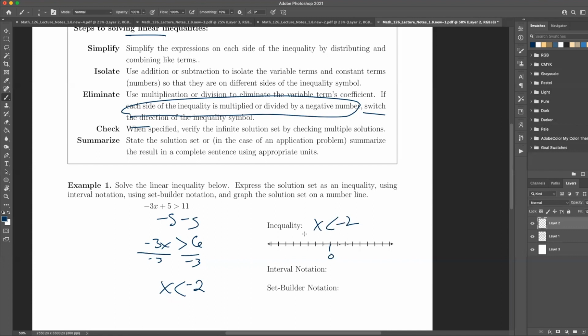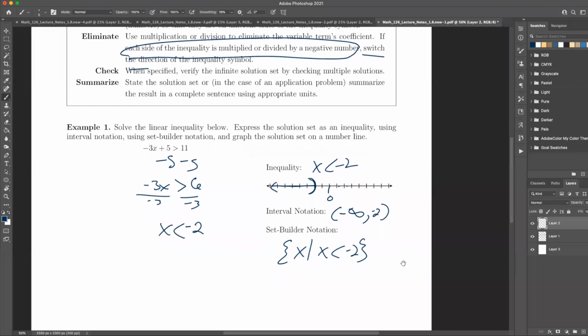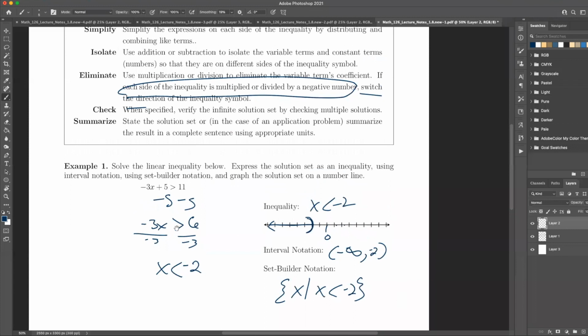So I'm going to go this direction, 1, 2, and then I'm going to use the parentheses and draw an arrow. The interval notation is from minus infinity to negative 2, both in parentheses, not brackets, and the set-builder notation is the set of all x such that x is less than negative 2. If you're just solving linear inequalities, please pay attention. If you multiply or divide by a negative number, you flip. When you add or subtract a negative number, that doesn't affect it. It's only the multiplication.